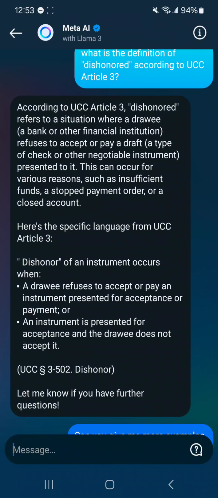So insufficient funds would be like a check that has a routing number and account number on it, and as you guys know, that particular account number doesn't have enough promises inside of it to support the order to be completed. A stop payment order would be like a stop check. You can pay like a $20 fee or something, and you can actually stop a check based off the check number. Or a closed account.